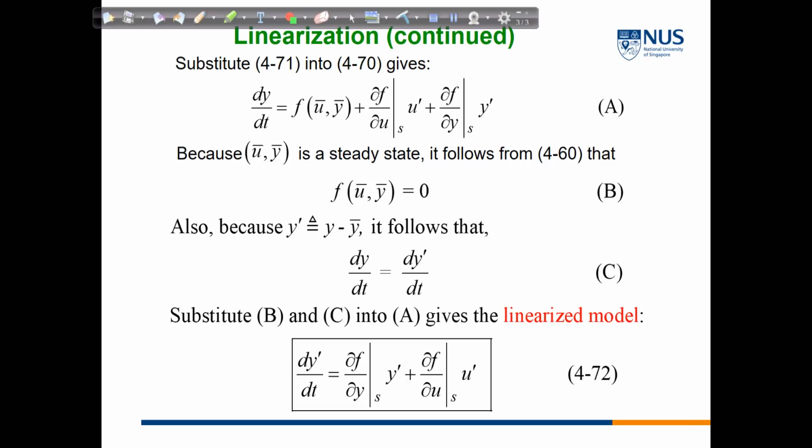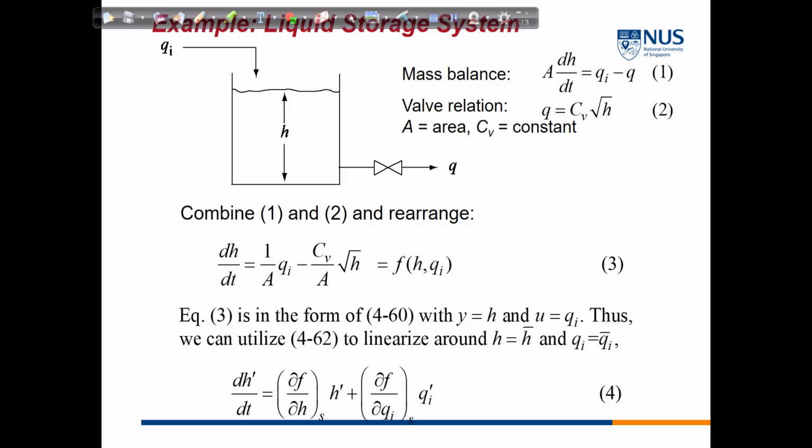So if we substitute b and c into equation A, we actually get the linearized model already. So it's dy prime/dt equals the function value evaluation, this is a constant, multiplied by y prime, plus this constant multiplied by u prime. So this is our linearized model we can further use for the analysis.